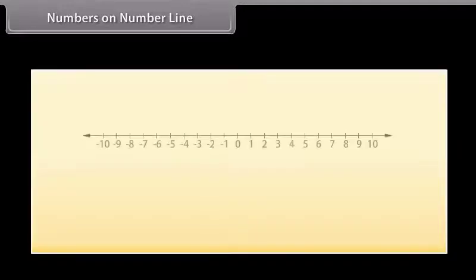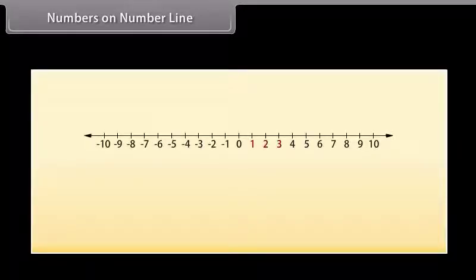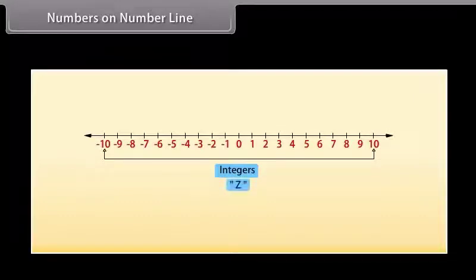Numbers on number line. On a number line, numbers 1, 2, 3, 4, and so on are called natural numbers. The natural numbers are denoted by the symbol N. If we include the number 0 with the natural numbers, then the numbers are called whole numbers. The whole numbers are denoted by the symbol W. All these numbers together with the negative numbers are called integers. The integers are denoted by the symbol Z.